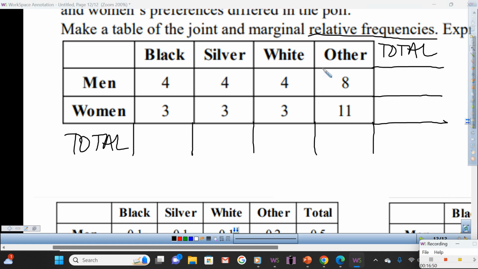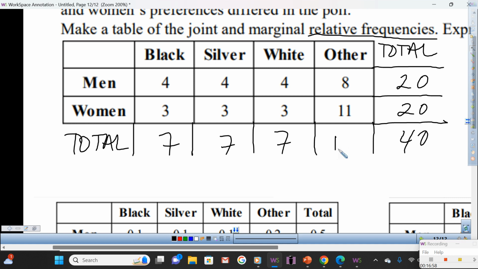All right, let's see how you're doing with your totals. We got for the row of men is 20, 20 for women. Total is 40. Column of black, we got 7, silver 7, white 7, and other 19, and that should give us 40. And from there we divide each cell by 40, yes?